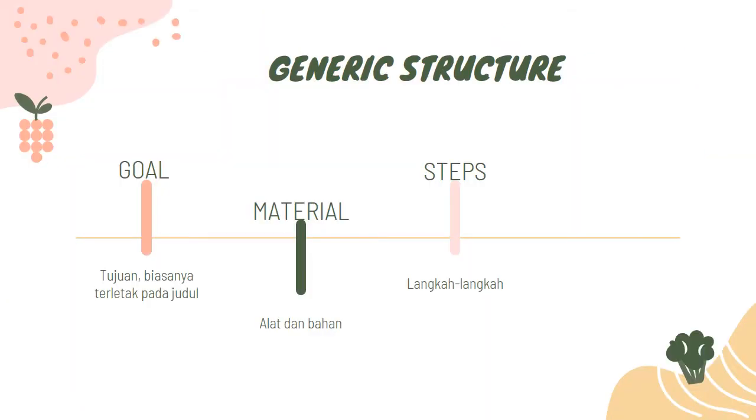There are 3 parts in procedure text. Ada 3 bagian di dalam procedure text. First is goal, tujuan, biasanya terletak pada judul. And then material or things we need, barang-barang yang kita butuhkan. And the last is steps, langkah-langkah penggunaan ataupun cara melakukannya.